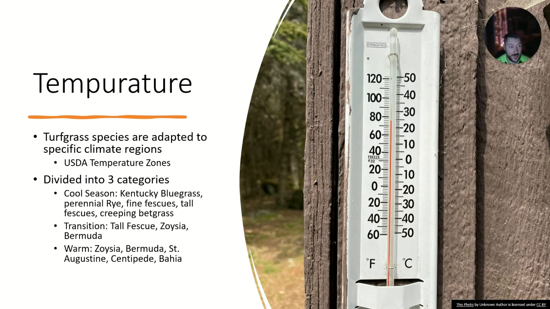Then we have the transition zone, where you have the cool season grasses that can grow there somewhat. And then we also have some warm season grasses that can grow there, like tall fescue, zoysia, and Bermuda. And then we have strictly warm season grasses, which would be zoysia, Bermuda, St. Augustine, centipede, and Bahia. I forget how you say that. Anyway, pretty much if you're in Michigan, all you've got to worry about is the cool season grasses.